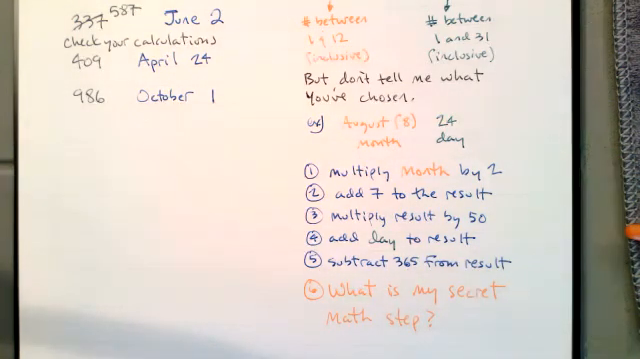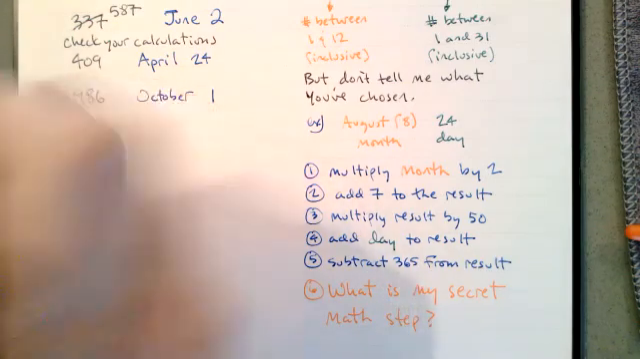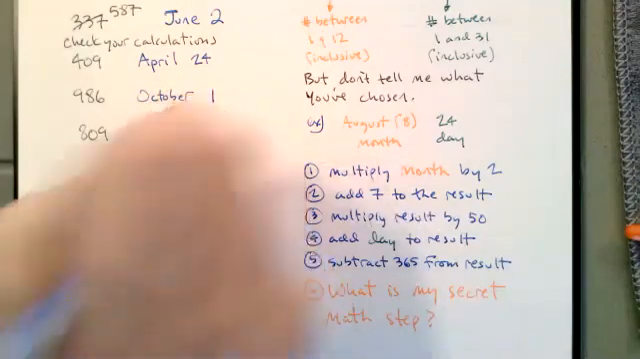We don't have a lot to work with because we only have 4 numbers, but I will give you the one that I had. What did I have? I had 809, right? So I had 809, and that came from an August 24.